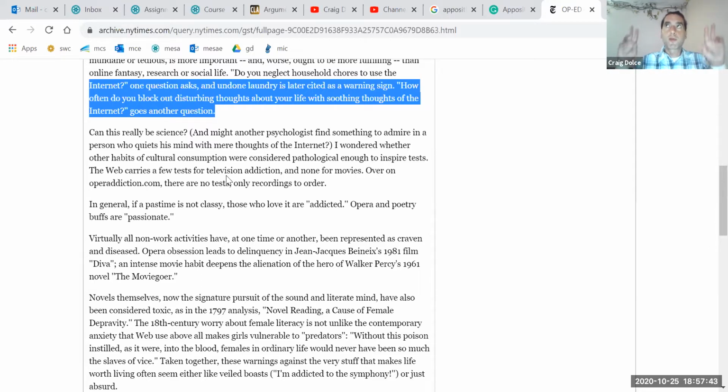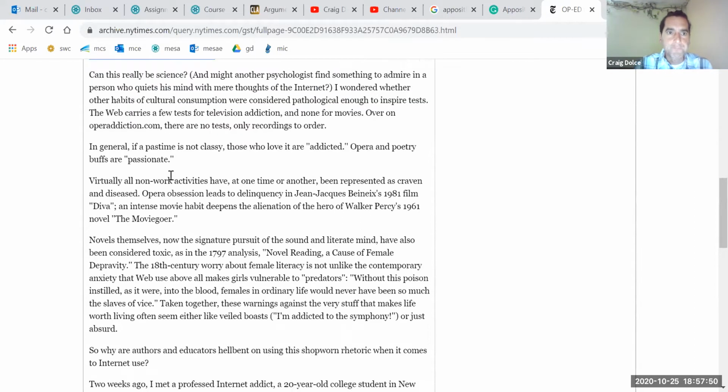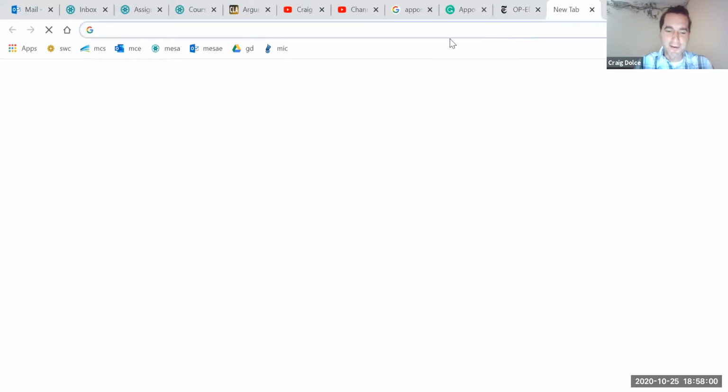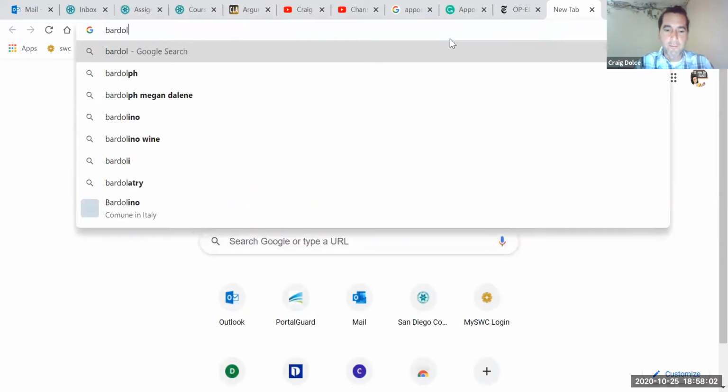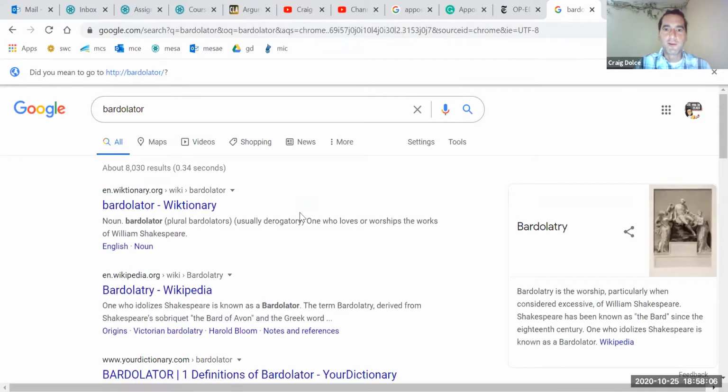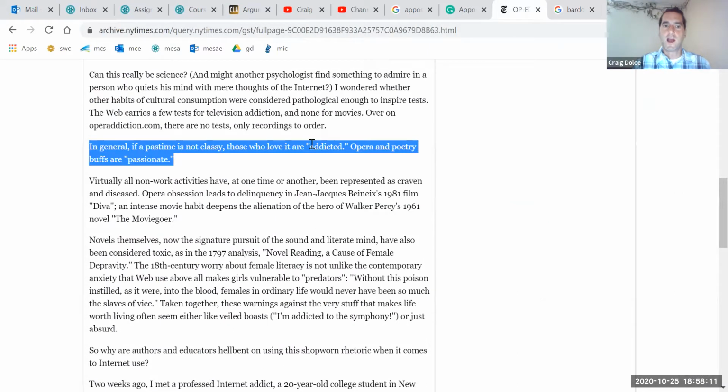And could the word passion be a euphemism for addiction, perhaps? She makes a very good point. If a pastime is not classy, those who love it are addicted. Opera and poetry buffs are passionate. There is the expression, I just thought of this, I should have had this pulled up, a bardolator, right? I think I've mentioned it before. I'm a bardolator, one who loves or worships the works of Shakespeare. Am I addicted to Shakespeare? I wouldn't say so. Am I passionate about Shakespeare?